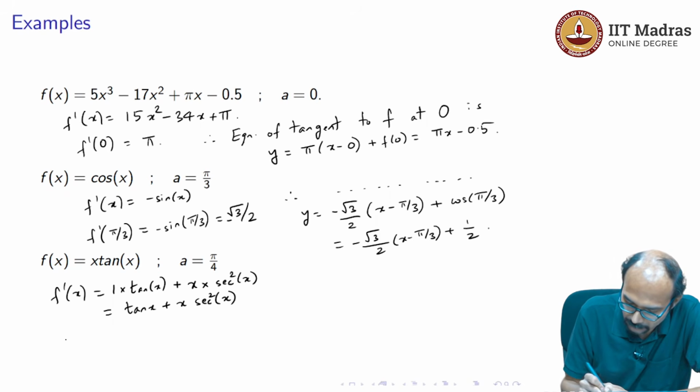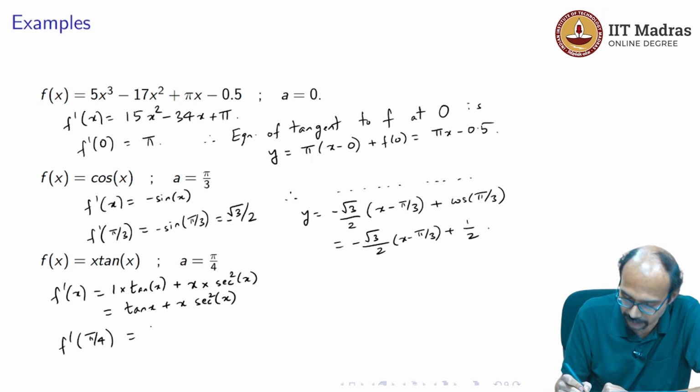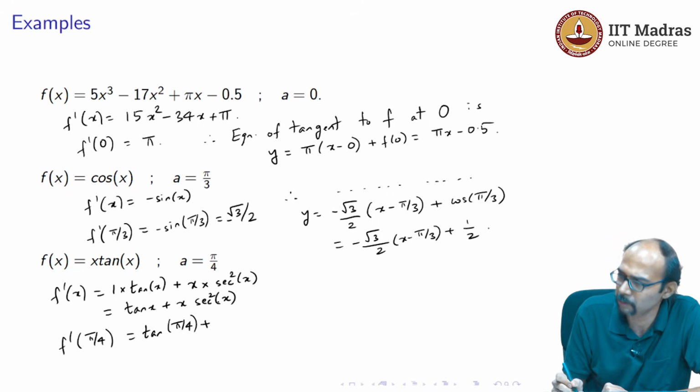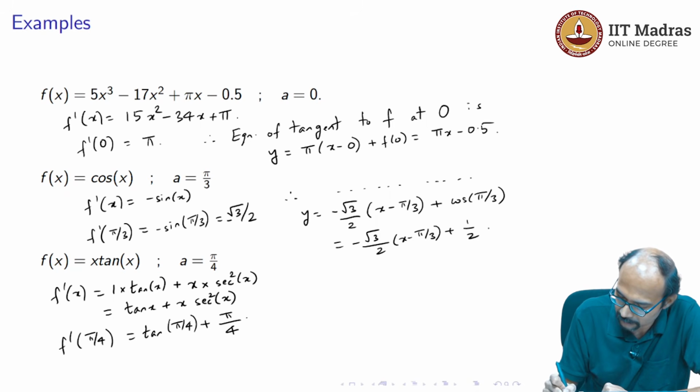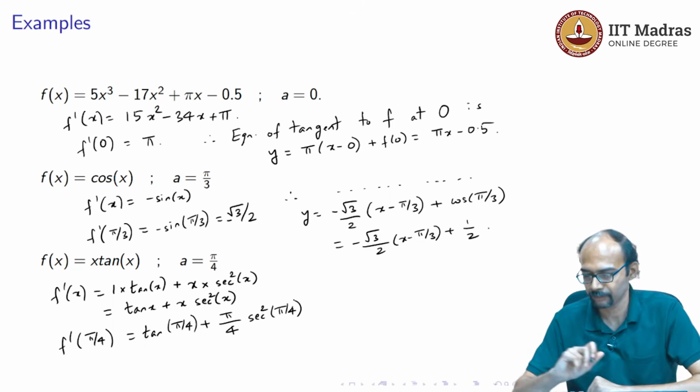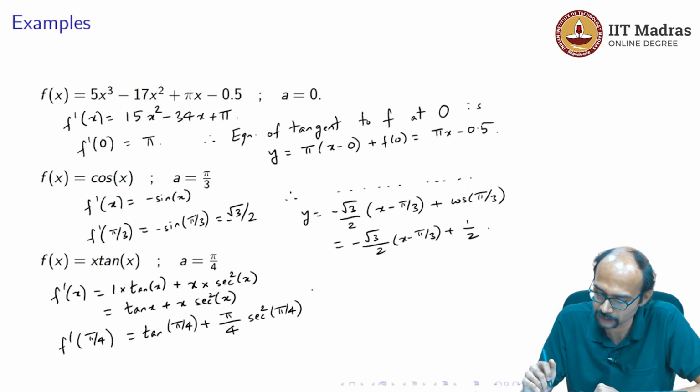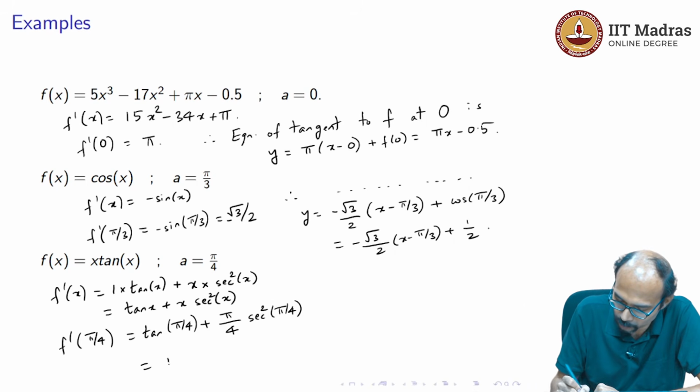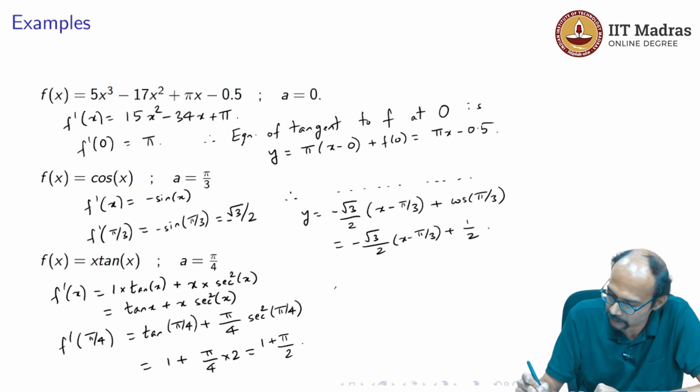Okay. So, now I want to evaluate this at the point pi by 4. So, at pi by 4, so that is 45 degrees. So, that is tangent of pi by 4, which if I remember right is 1, and then the rest secant squared of pi by 4. So, I think cosine of pi by 4 was 1 by root 2. So, secant of pi by 4 is root 2. So, secant squared is 2. So, this is going to be 1 plus pi by 4 times 2. So, this is 1 plus pi by 2.